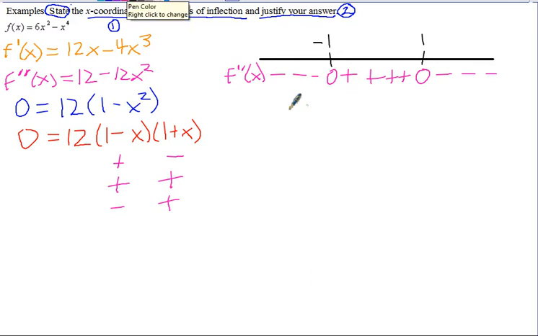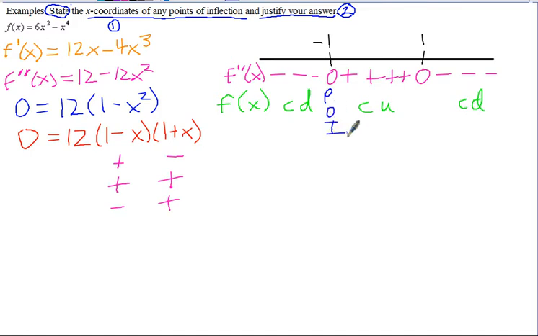So this shows us that f of x, the original function, when the second derivative is less than 0, negative, it's concave down. Second derivative positive, concave up, back to negative, concave down. And let's see, our possible points of inflection, negative 1, the graph does switch concavity. So this is a point of inflection. And at 1, the graph also switches concavity, this time from concave up to concave down. So in this case, both of our possible points of inflection actually are.